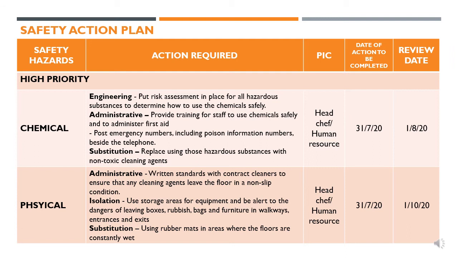The safety action plan is used for recording safety issues in the workplace and the actions to address them. It states what action to take for those hazards, the person in charge (PIC), and also the recorded date.